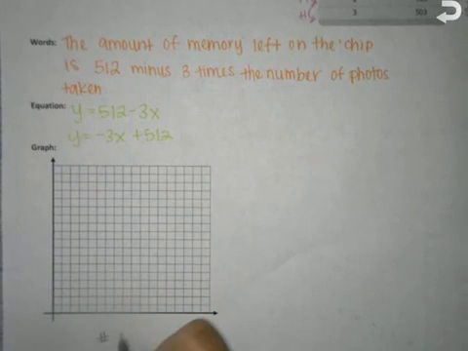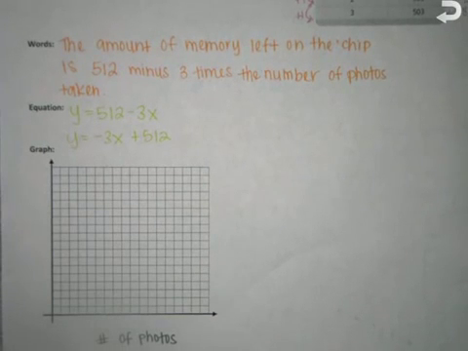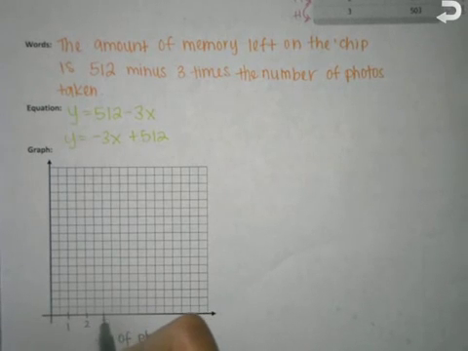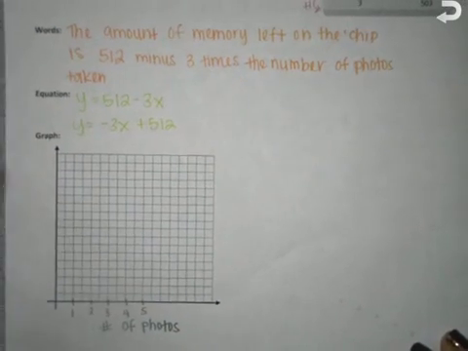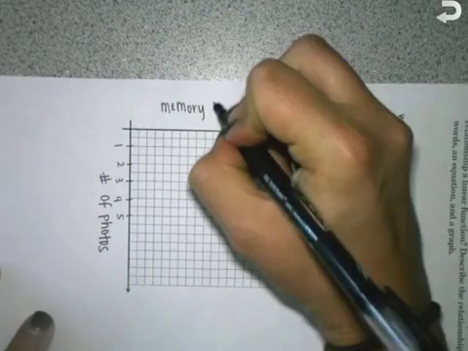Okay. I'm going to do the same thing that I did in the last one. I'm going to make every other one 1. So here's 1, here's 2, here's 3, 4, and then 5. And then the y-axis is the amount of memory left. And we have to put the measurement because we know what it is. That's megabytes.